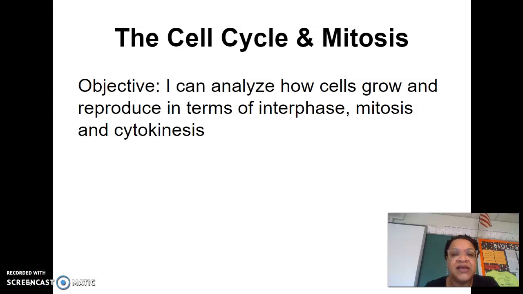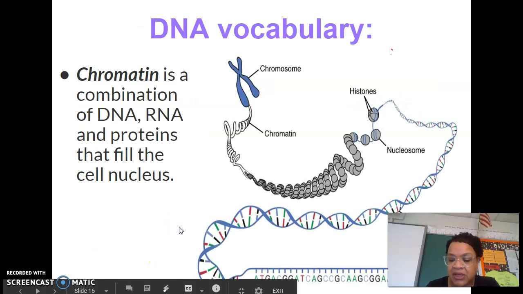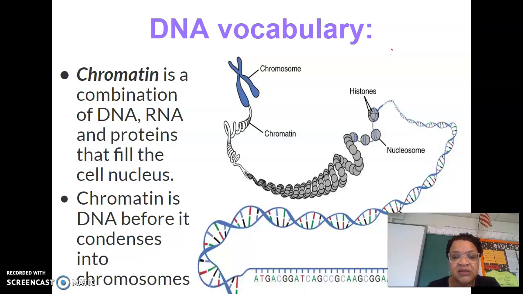Okay, guys, so today we're going to talk about the cell cycle and mitosis. Your objective is to be able to analyze, keyword analyze, how cells grow and reproduce in terms of interphase, mitosis, and cytokinesis. So before we get into the cell cycle itself, there's some vocabulary terms you absolutely need to know.